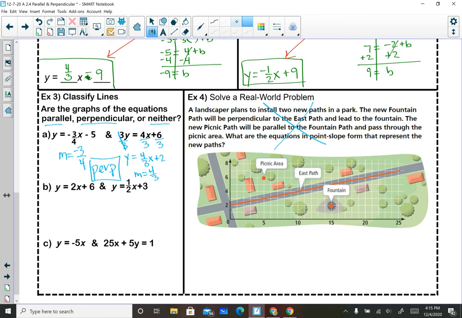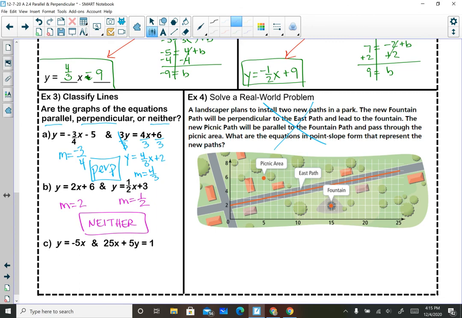For the second one, same thing. We're going to look at the slopes. This one is solved for y, so we can see that the slope is 2. This one is also solved for y, so I can see my slope is 1/2. All right, so let's check them out. Are they parallel? Meaning, are they the same? Nope. Are they perpendicular? Well, perpendicular, I have to have one positive and one negative. Nope, that's not negative. So this is neither. Because they don't have the same slope, so they're not parallel, and they don't have opposite slopes, so they can't be perpendicular because they have to be opposite and reciprocal. They are reciprocals, but they're not opposites.